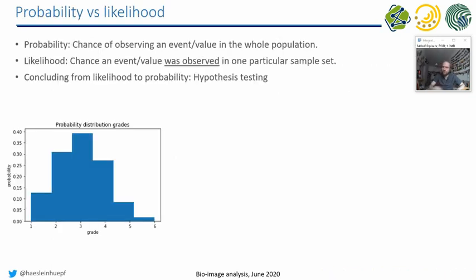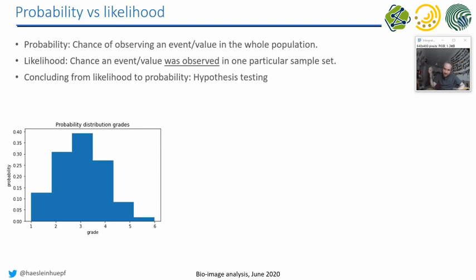So there are two terms. I mix them up all the time. I'm super sorry about that, but in German it's the same word. Probability and likelihood. So probability is the chance of observing an event from inside the population. The likelihood is the observed value or event in one particular sample set.